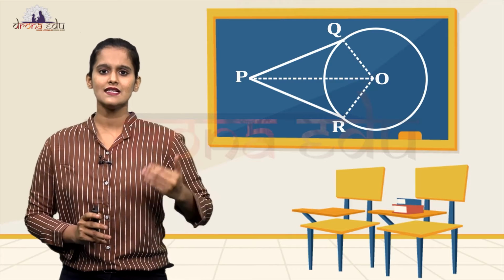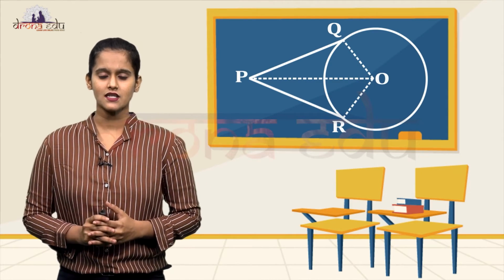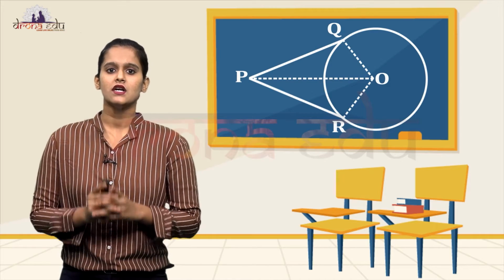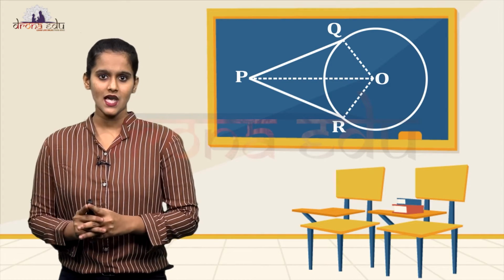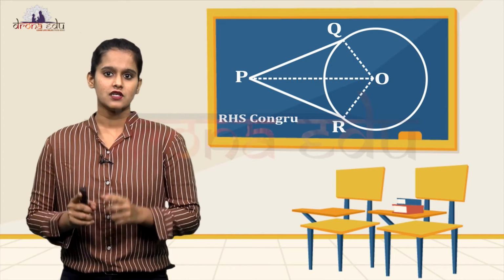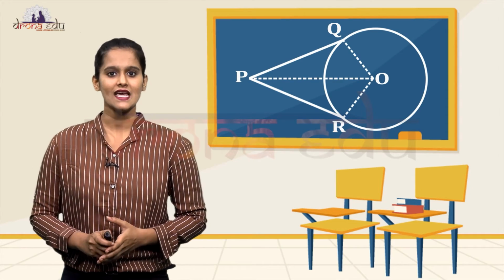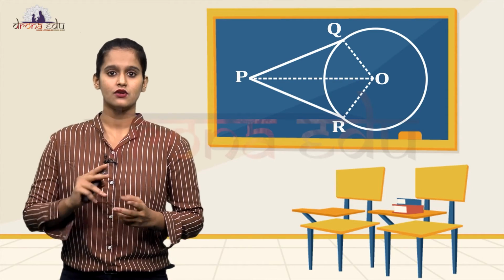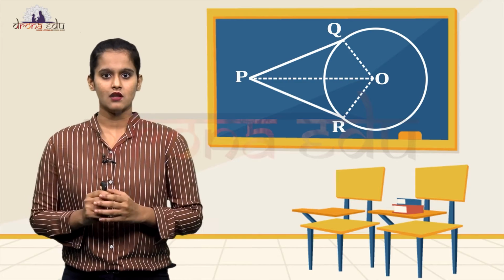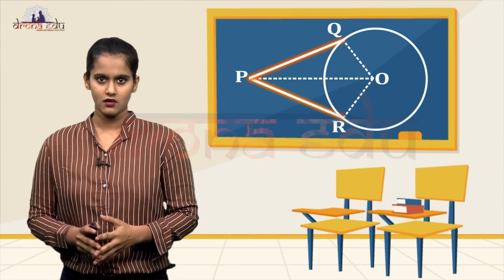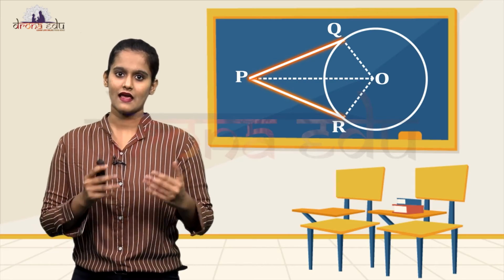Now from all these conditions, I can say that triangle OQP is congruent to triangle ORP based on the RHS congruence theorem. So from this I can say that the lengths of the two tangents are equal, or I can say that PQ is equal to PR. So this is the theorem.